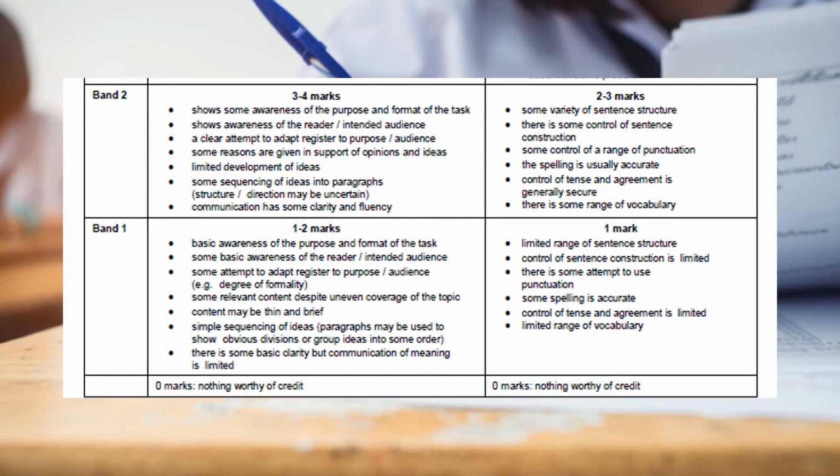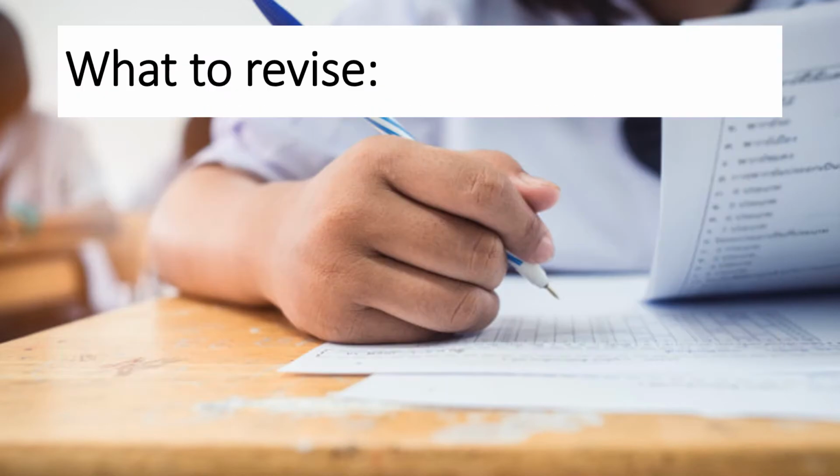Here's a copy of those last 2 bands I mentioned then, band 2 and band 1, and obviously 0 marks at the bottom there. Pause the video. This would be kind of your grade 3s and lower probably would be representing the skills on the board here. We're now going to look at then some things you could revise ready for this test.